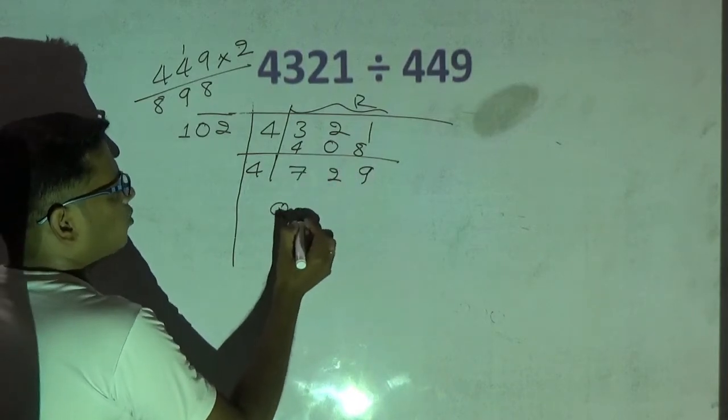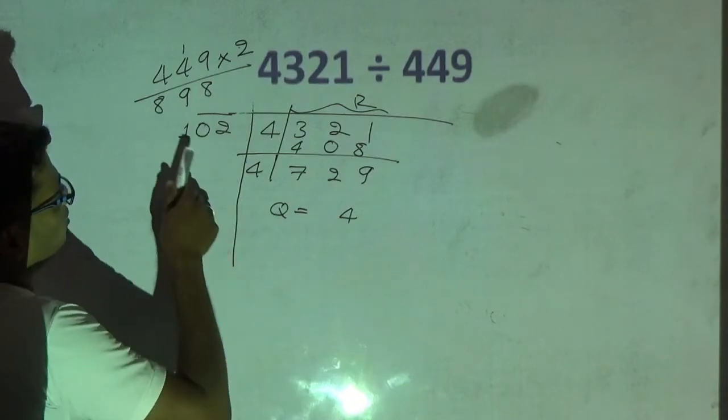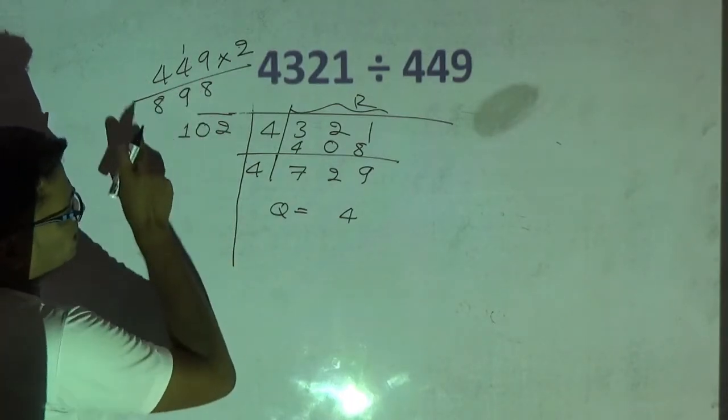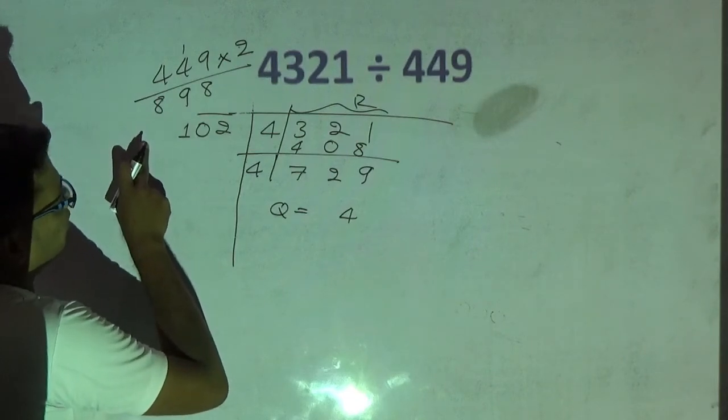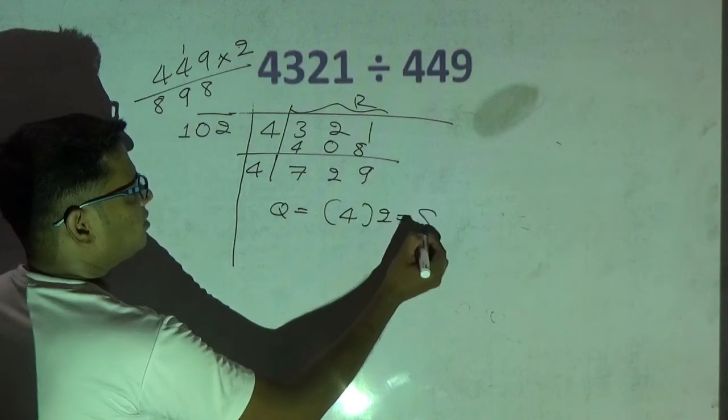So, what I got? Quotient is 4. But actually, from which number do I need to divide? I need to divide by 449, correct? Not by 898. So, I have done an adjustment to make the problem easy. What is the adjustment? Into 2. Therefore, I will multiply again by 2. 4 2s is 8.